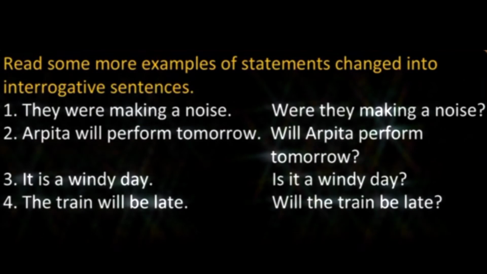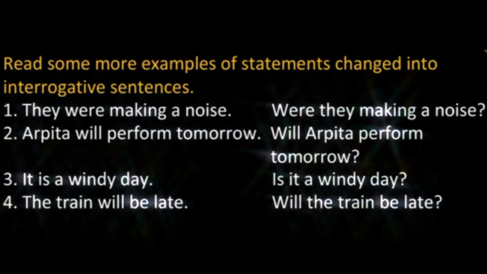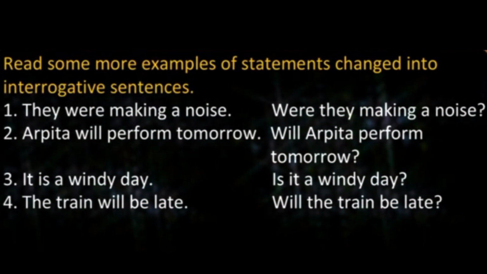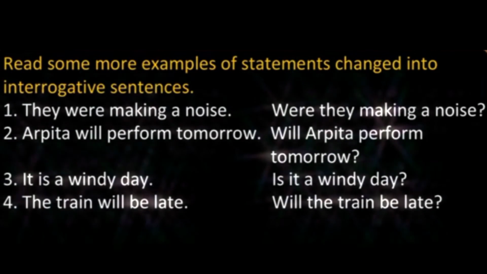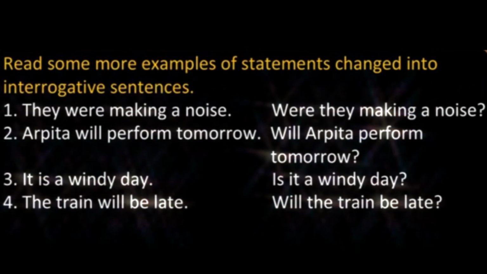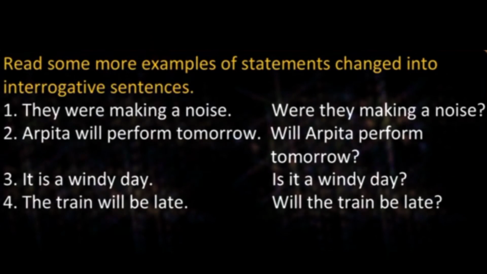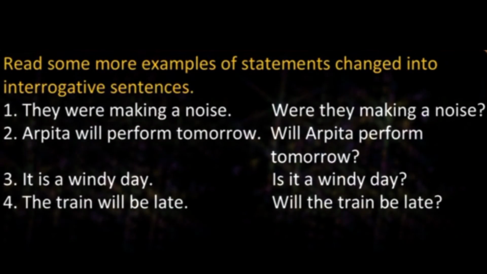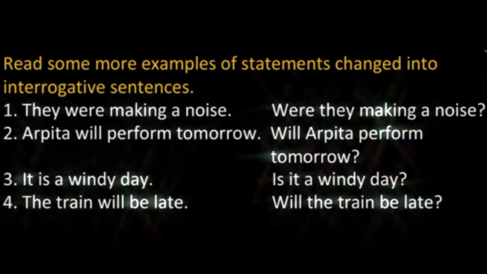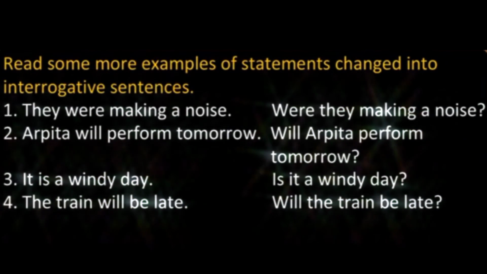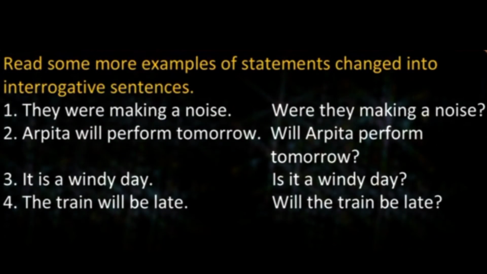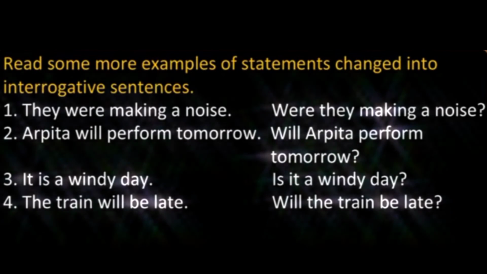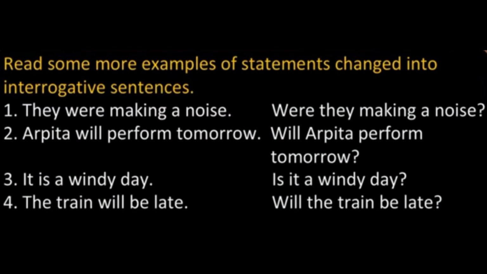Let's read some more examples of statements changed into interrogative sentences. First one, they were making a noise. Question, were they making a noise? Second one, Arpita will perform tomorrow. Question, will Arpita perform tomorrow? Third one, it is a windy day. The question, is it a windy day? Fourth one, the train will be late. Question, will the train be late? Children, these all sentences have helping verbs.